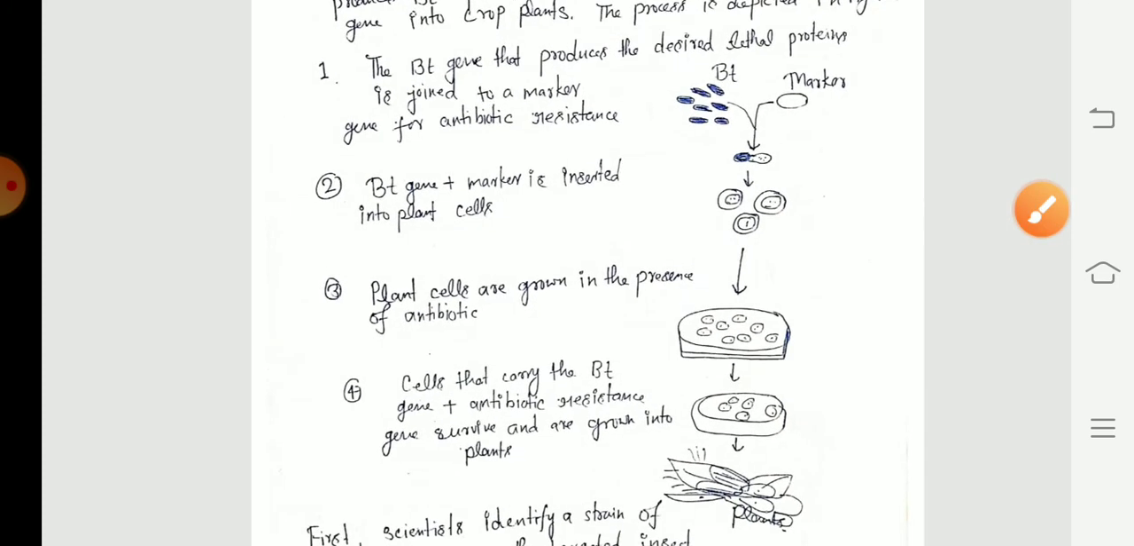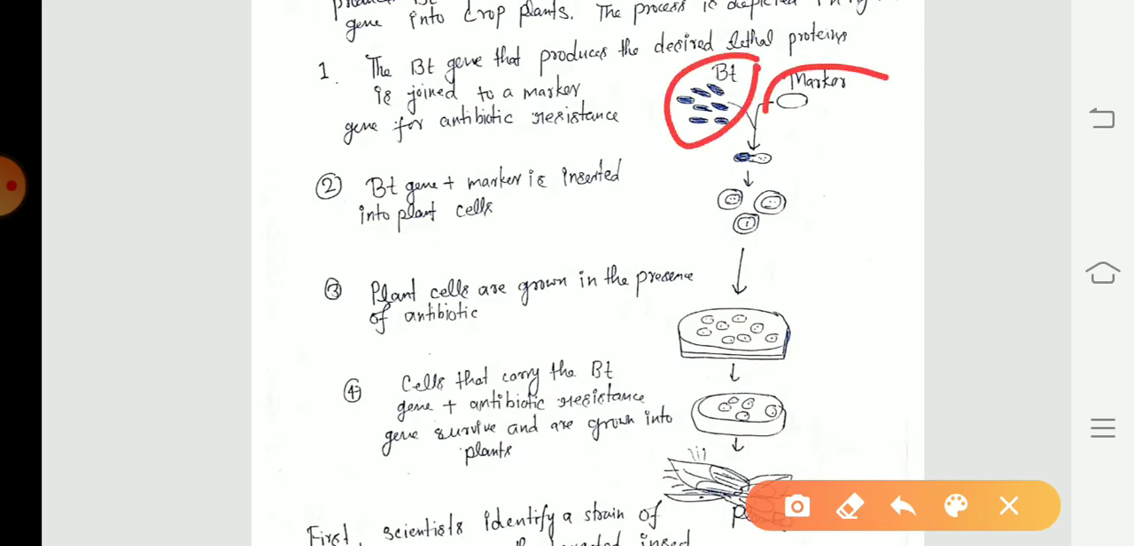This is the Bt gene, this is the marker gene. Both are joined together, and this structure shows that both are joined. The Bt gene that produces the desired lethal proteins is joined to a marker gene for antibiotic resistance. When that is joined, the Bt gene and marker gene are inserted into plant cells.